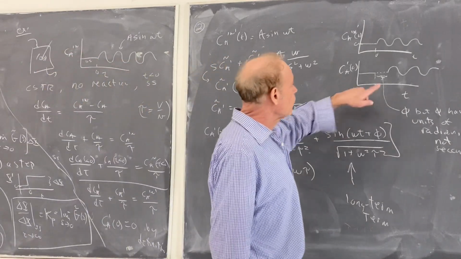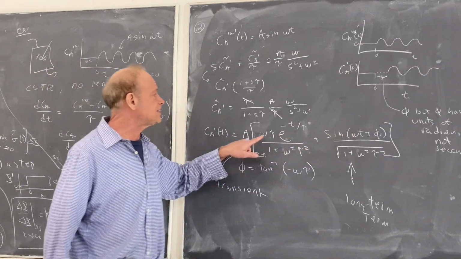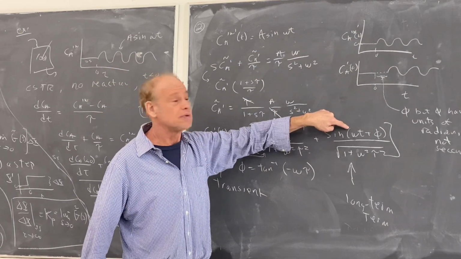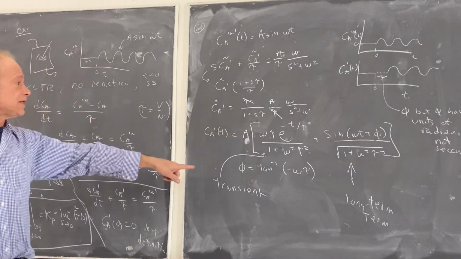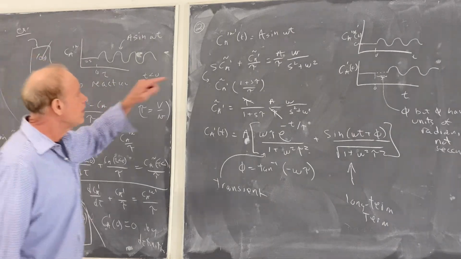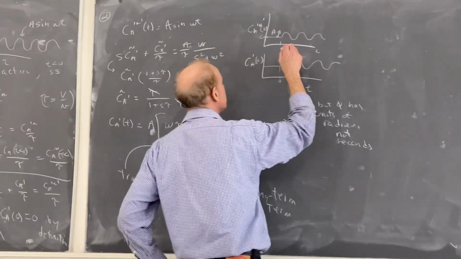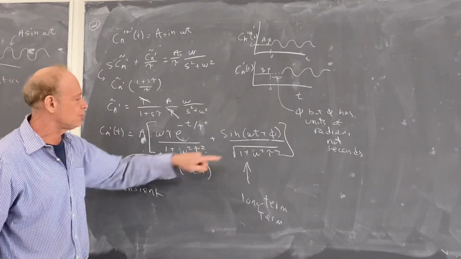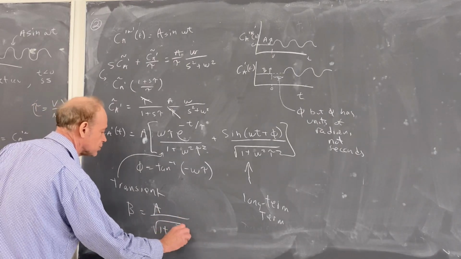Okay, so one thing we can see here is the frequency of the output is the same as the frequency of the input. So omega is the same, but there's a phase lag. And we have it explicitly here. It's the arctangent of minus omega tau. Moreover, let's look at the amplitude. The amplitude here is A, and the amplitude here is B. E is A divided by the square root of 1 plus omega squared tau squared.